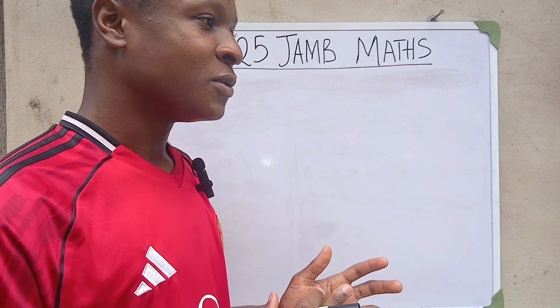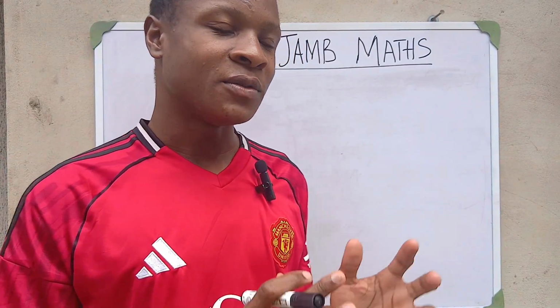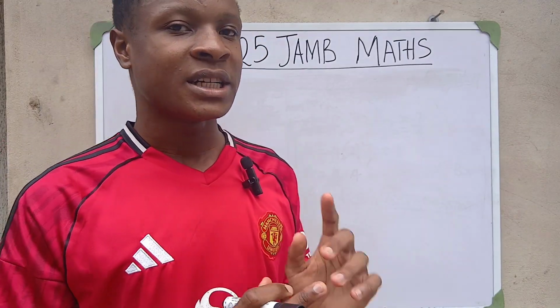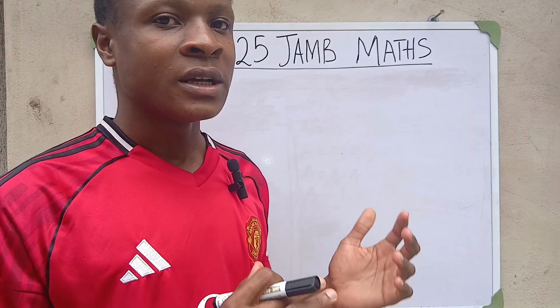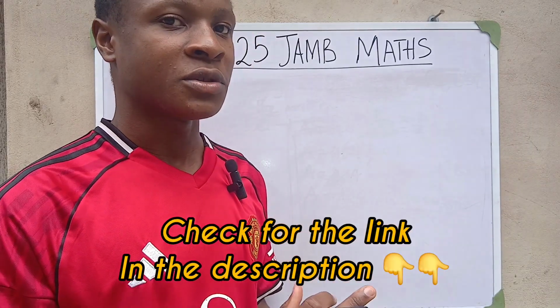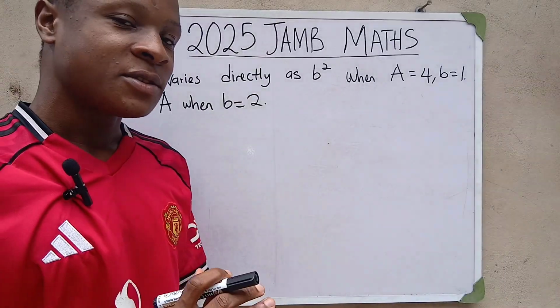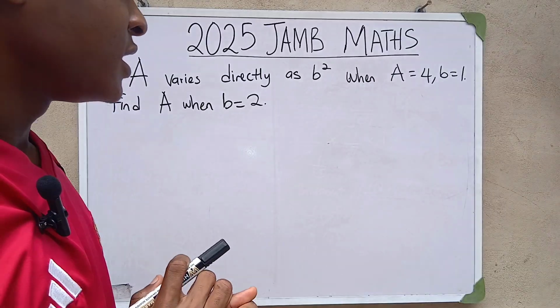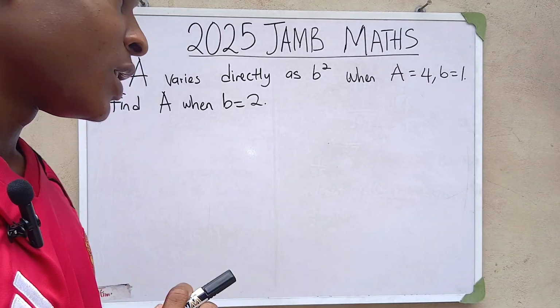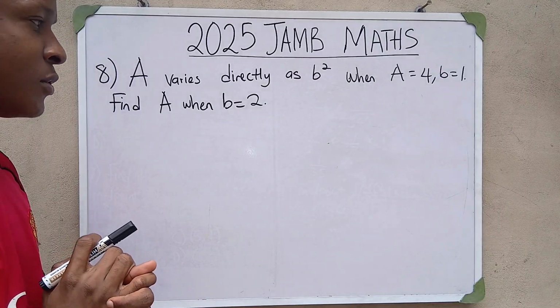In today's video, we'll be solving part 2 of the 2025 JAMB Maths Past Question solution. In my previous video, we solved part 1 of the Maths JAMB Past Question solution. Now the first question says, A varies directly as B squared. When A is equal to 4, B is equal to 1. Find A when B is equal to 2.